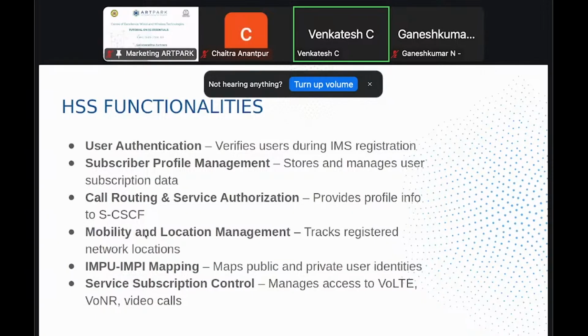Next is the mobility and location management. It tracks the registered network location of the users. That means, simply put, it will know the IPs of the users.